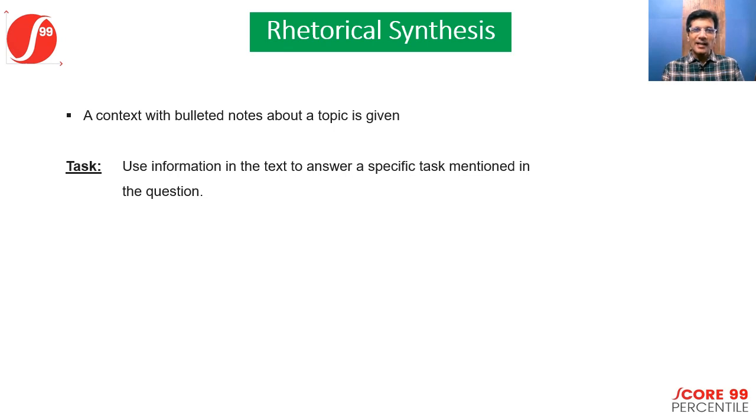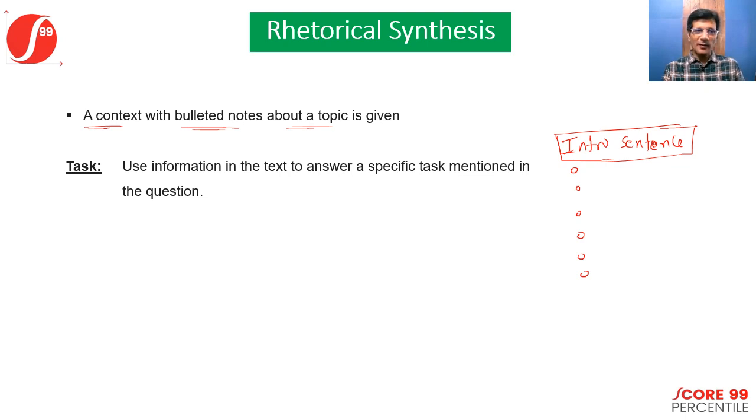So what exactly are you given? What you're given is a context with bulleted notes on a topic. You'll be given an intro sentence that will introduce you to the notes or the bulleted points. Usually you will find about 5 to 6 bulleted points, and there's some kind of an introductory sentence that opens up what this discussion is all about.